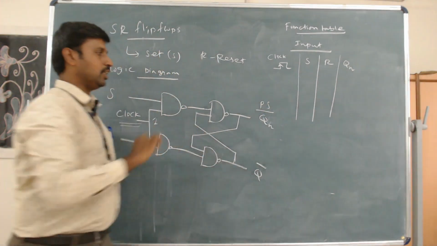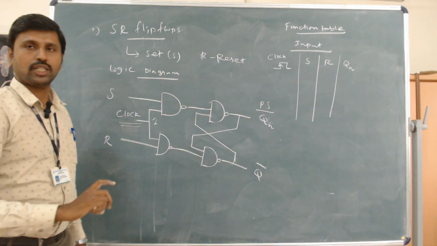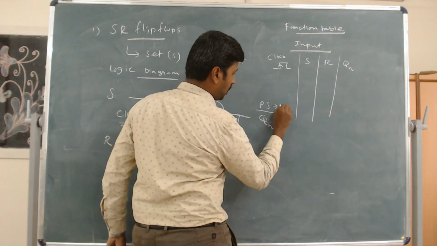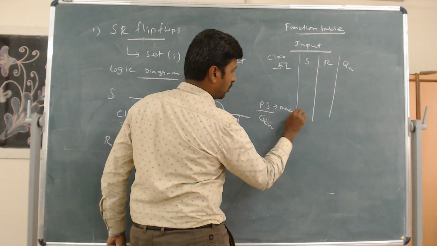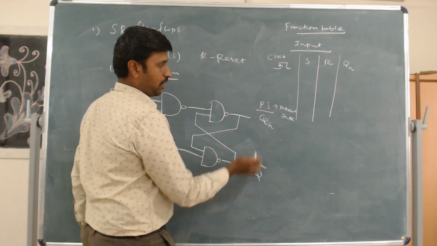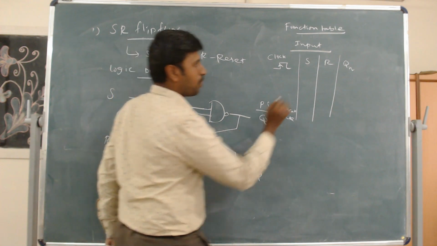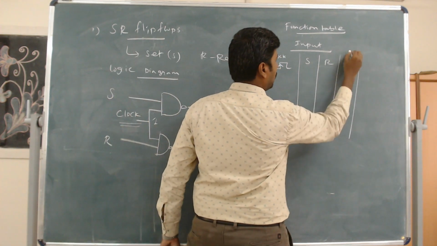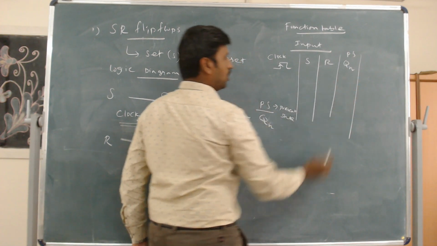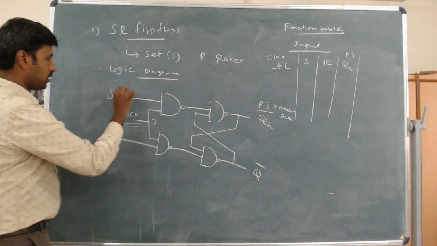In a sequential circuit, the output is defined as the present state and the next state. So here Q of N is the PS, the present state, and Q bar will be the complementary state, right? So the inputs will be S, R and Q of N. So 3 inputs will be there: Q of N, S and R.